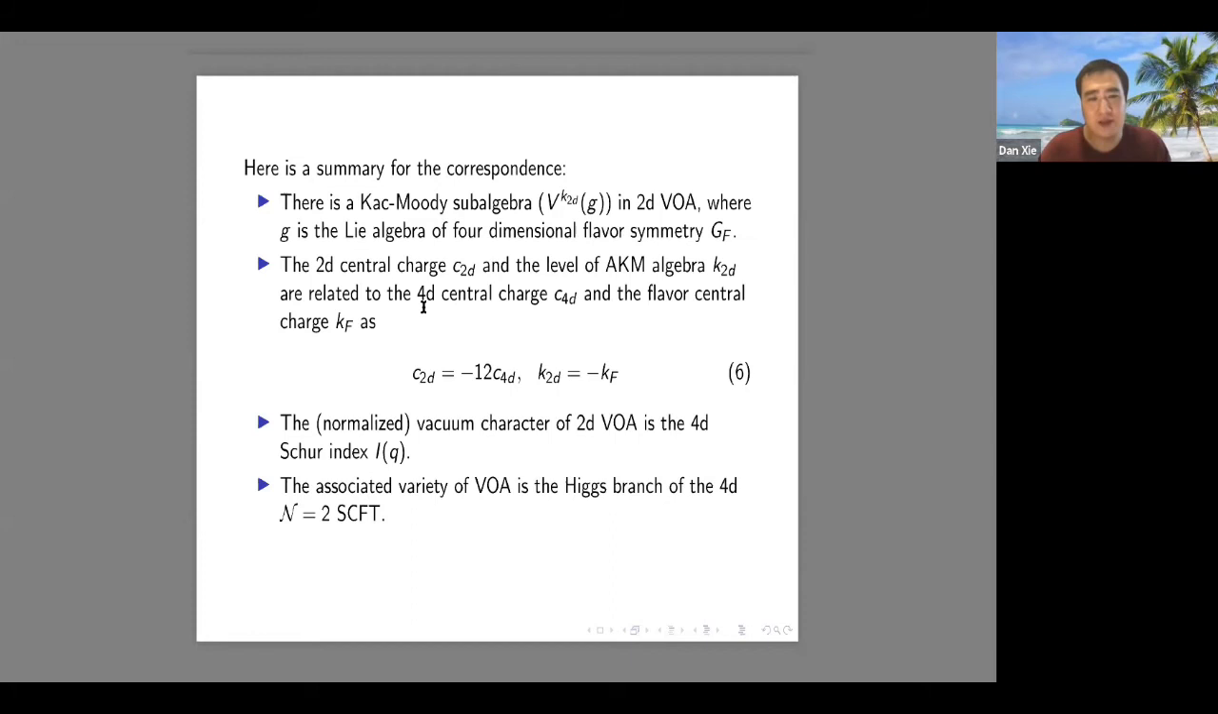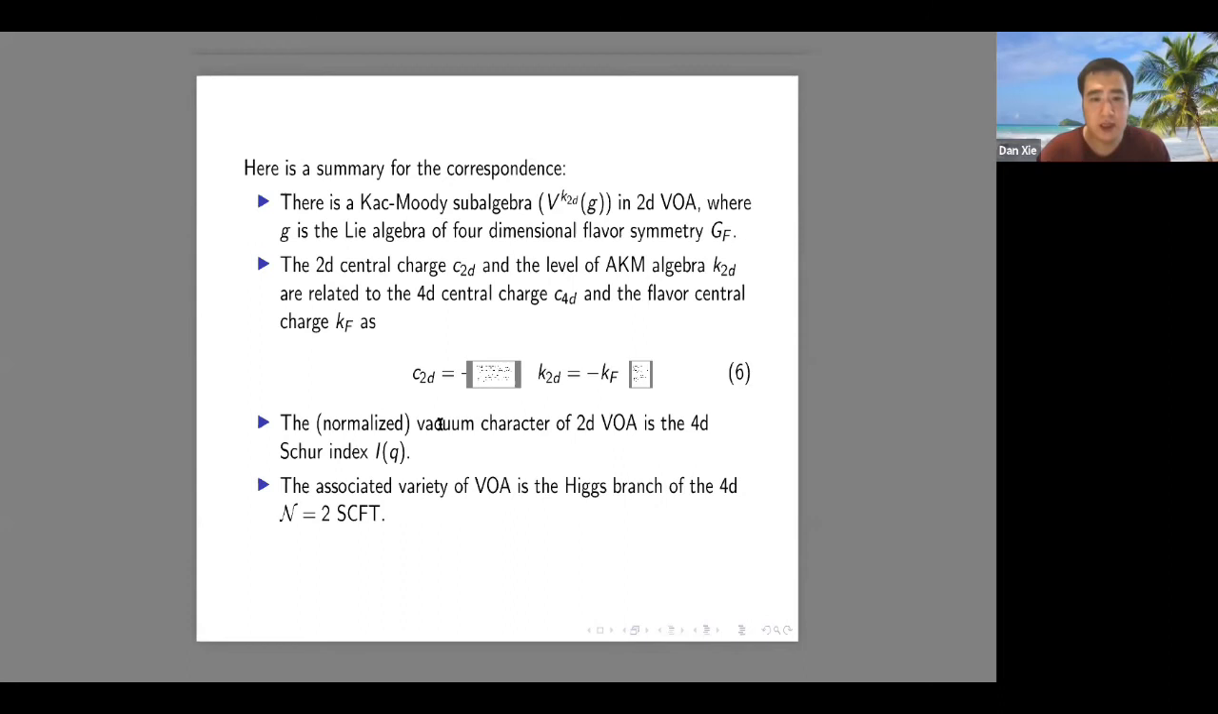For the 2D VOA, we have a central charge, and for the AKM algebra, we have a level. These two 2D data are related to the 4D data by the following formula: c_2D equals minus 12 c_4D, and k_2D equals minus k_F, the flavor central charge of the 4D flavor symmetry. In many cases, or at least in all the cases that I considered earlier, one can compute c_4D and k_F by various methods. We can compute it using four-dimensional methods, and then use this to predict, or to find the candidate of, the 2D VOA.